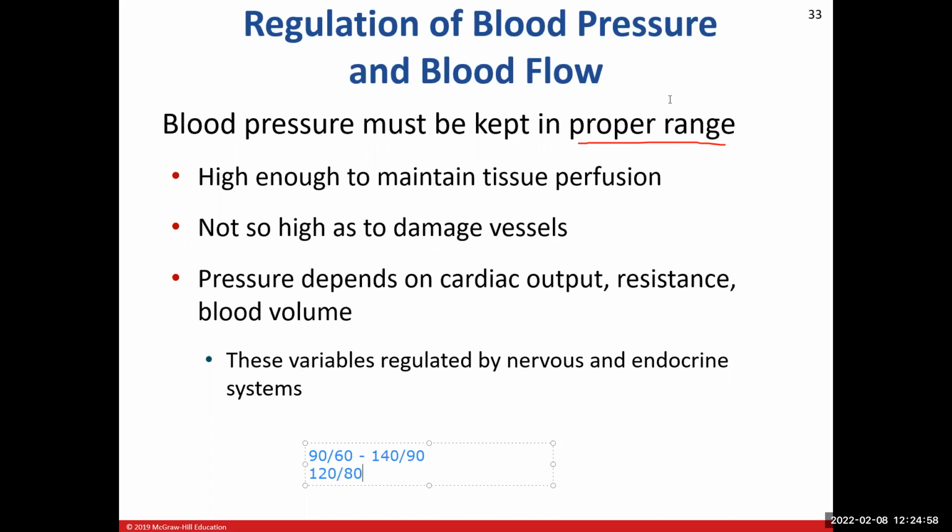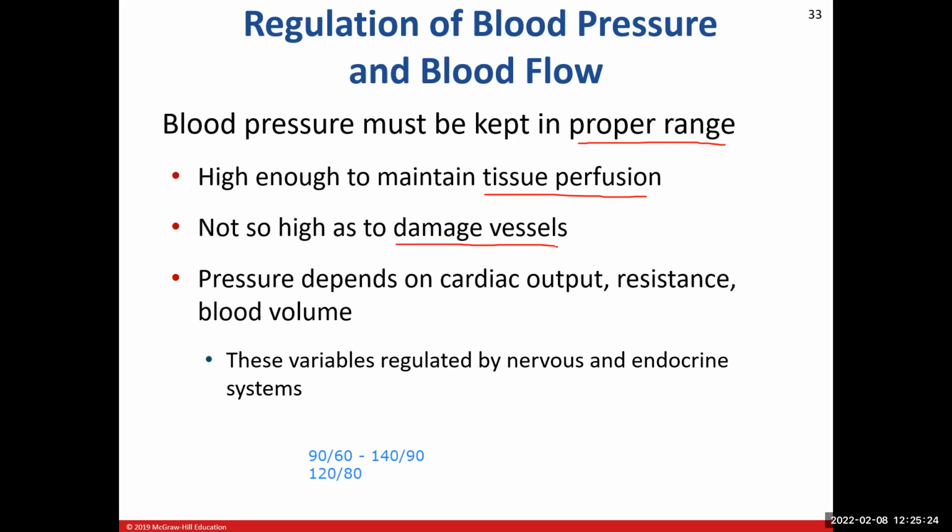This allows us, folks, for that tissue perfusion. Again, we want it to be high enough so we can get that tissue perfusion, so we can get that filtration going at proper levels, so we can get that resorption going at proper levels, but we don't want to damage the blood vessels, so not too high.